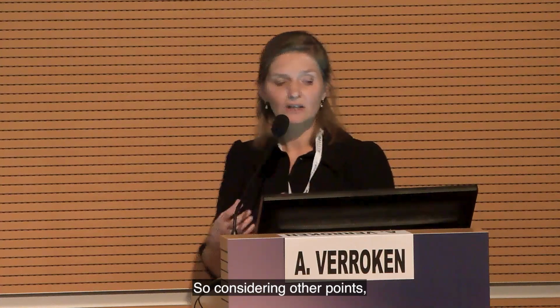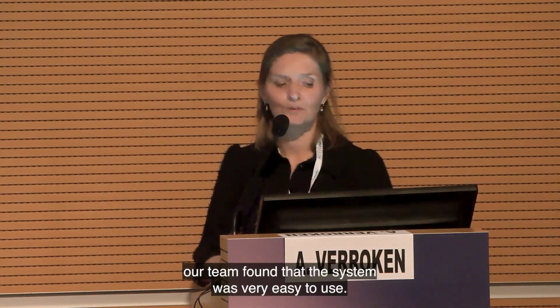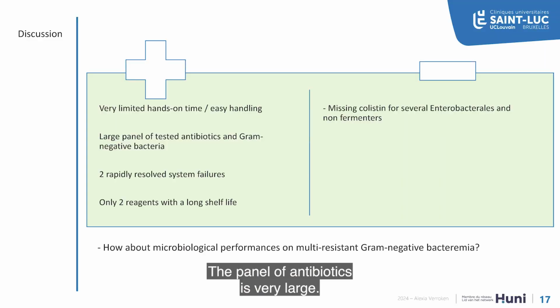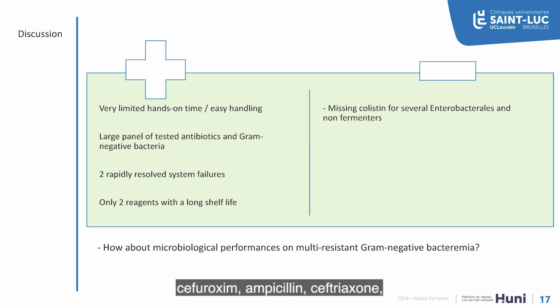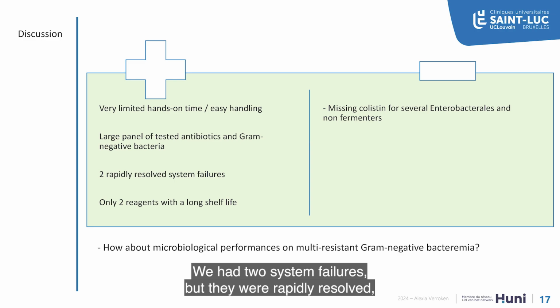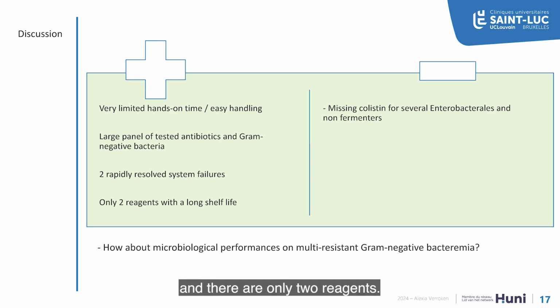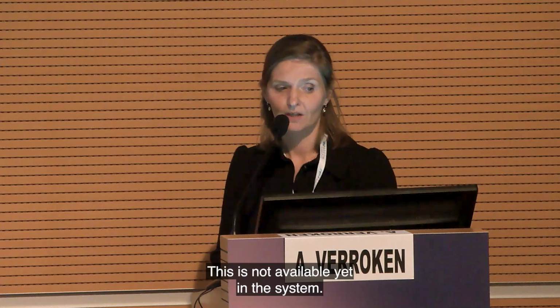So, considering other points, what our team found of the system is that it was very easy to use. The panel of antibiotics is very large. We have some small spectrum antibiotics, which we like to use, cefuroxime, ampicillin, ceftriaxone, but also you have very broad spectrum antibiotics that can be used. We had 2 system failures, but they were rapidly resolved, and there are only 2 reagents. What I missed is the colistin for several Enterobacterales, and for non-fermenters, this is not available yet on the system.